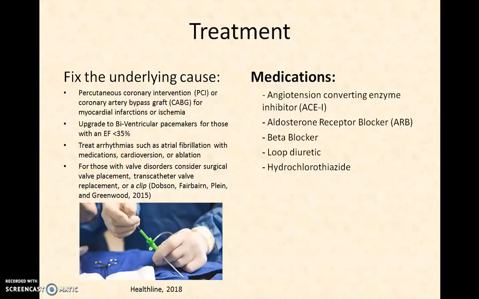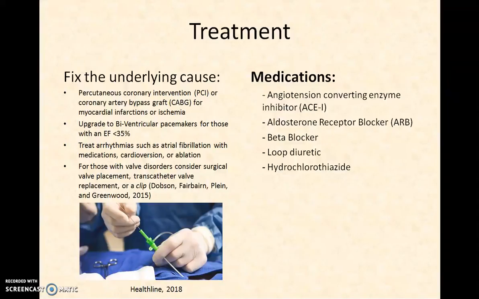Next thing, if somebody has a pacemaker, say they have a dual chamber pacemaker, and then over a few years their EF tends to drop to less than 35%. Sometimes we can upgrade the pacemaker to a biventricular pacemaker. So instead of having a lead in the right atrium and right ventricle, we can also add an extra lead to the left ventricle, which will help that EF.